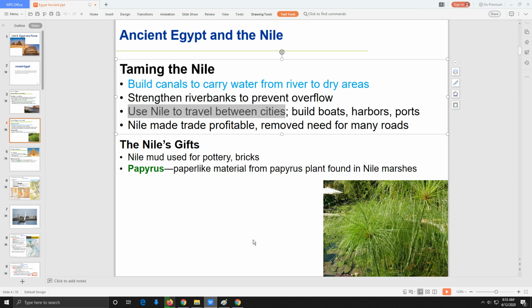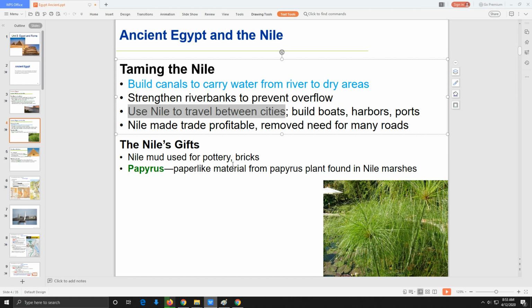And since most cities were within 50 miles of the Nile River on either side of it, because the desert was further back than that, it didn't make any sense to build roads when your cities were within 50 miles of the Nile. So you would just travel down the river to wherever you needed to go, and then you would get off the boat and walk to wherever you needed to go from there.